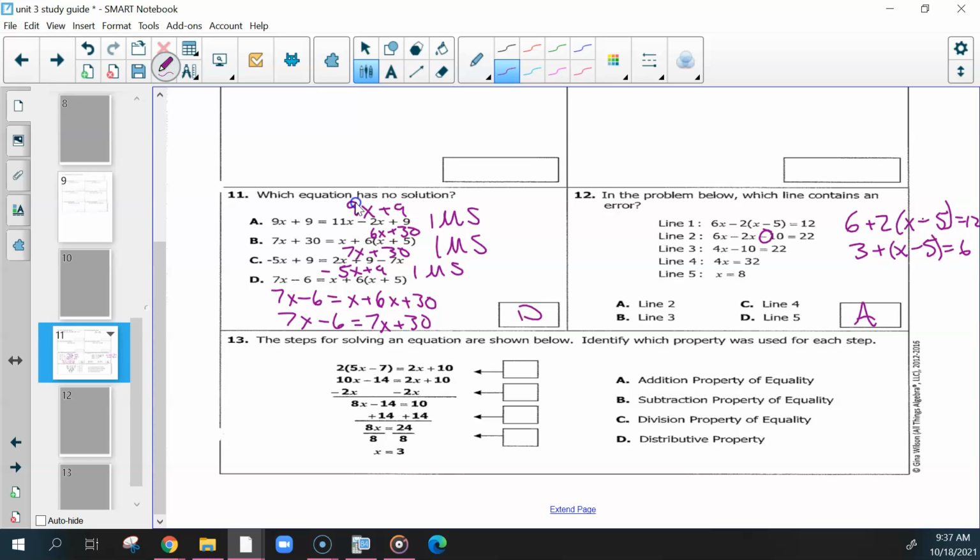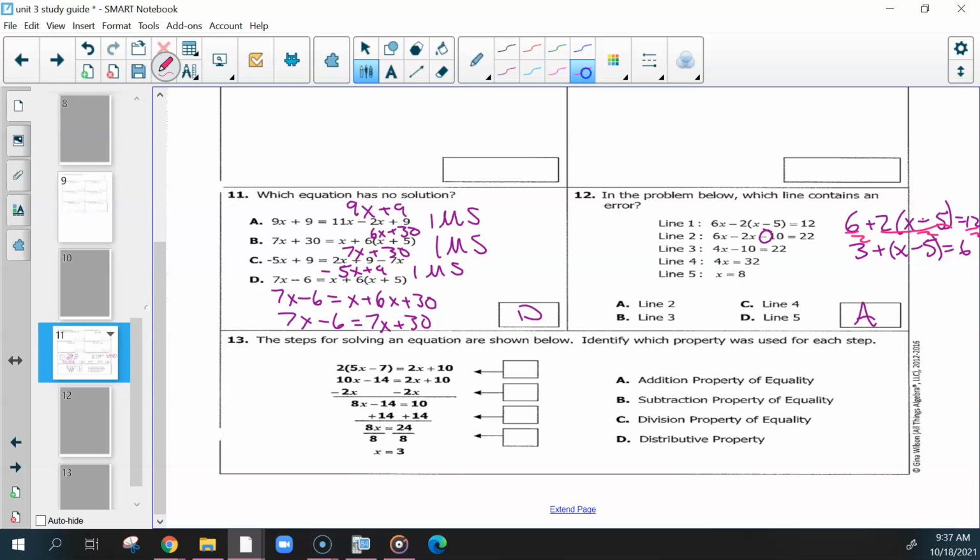So if they did this instead of distributing, that would not be wrong as long as they did this to everything. So they would have to divide this by 2, this by 2, and this by 2. If they didn't do that, it would be wrong. So you might get a question like that. Try not to be tricked. If they added the 6 plus 2 then divided, that would also be incorrect, because the 2 is being multiplied to the parentheses, the 6 isn't, so they have to do that first.